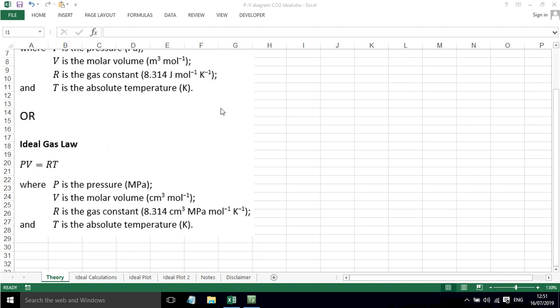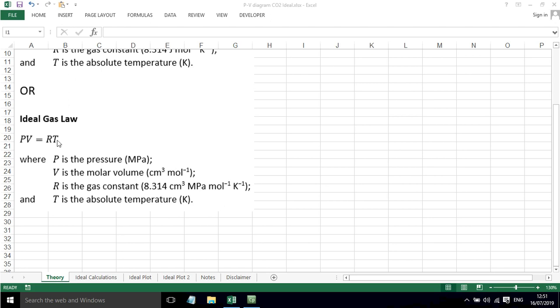And we can also express this as PV equals RT, but the thing that's changed here is that we've put the units as megapascals and centimeters cubed per mole, but we still have the same gas constant because the units can also be as shown. And so that's just a useful thing to bear in mind as we look at some examples.